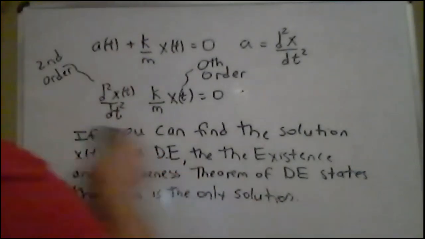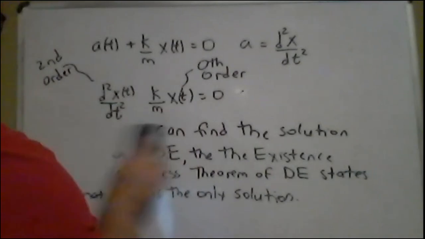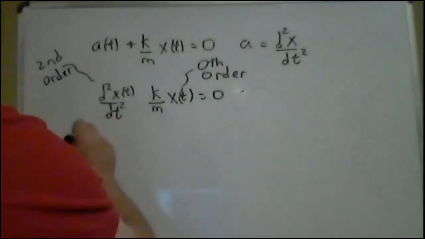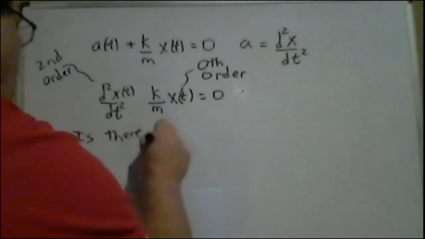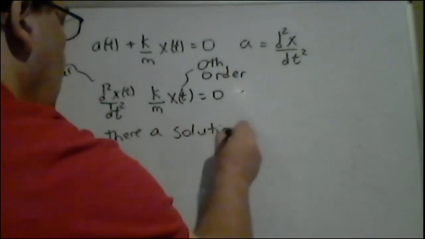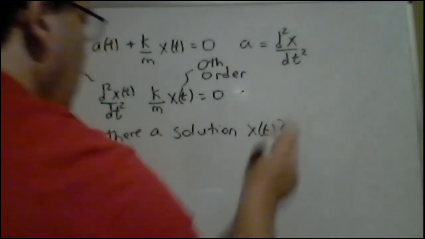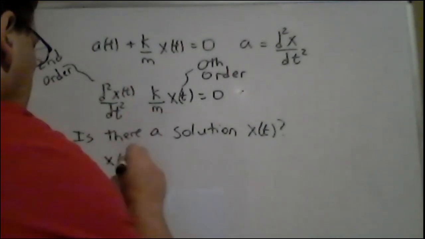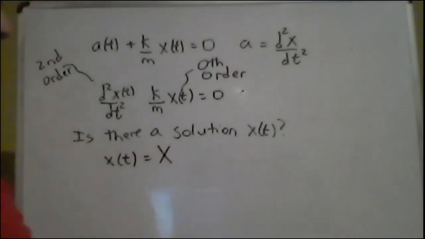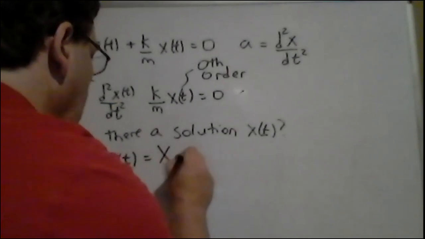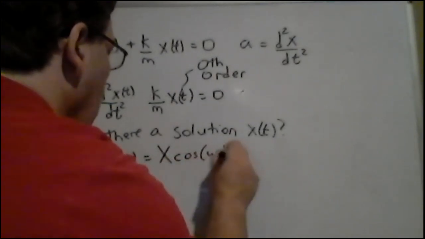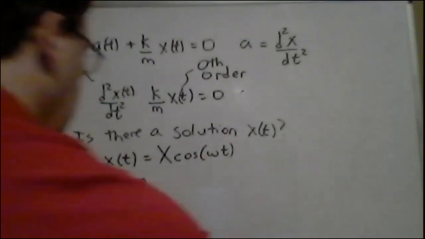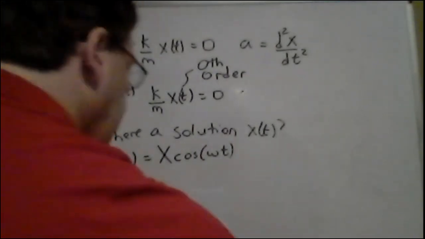So the big question is, right now, we care about this differential equation. Is there a solution, x of t, for this differential equation? And the answer is, you ask the mathematics department this, and they say, yes, there is. It is x of t equals capital X, which we call an amplitude, times the cosine of omega t. Capital X is called the amplitude, a constant. There's no time dependence in the amplitude. So we have a constant amplitude.